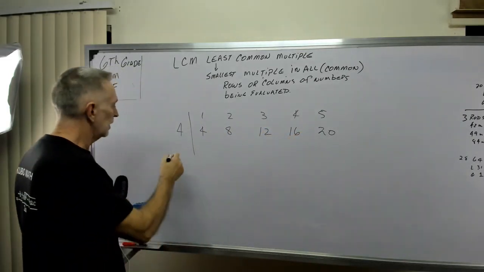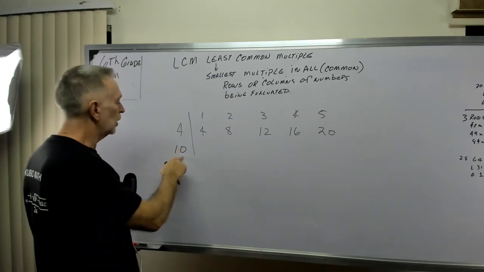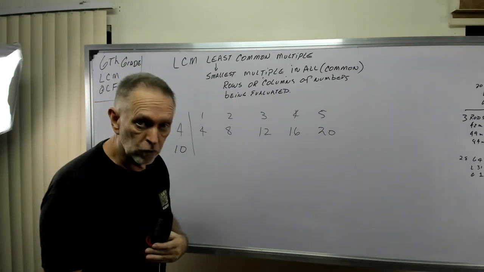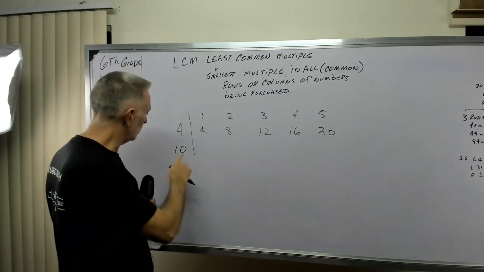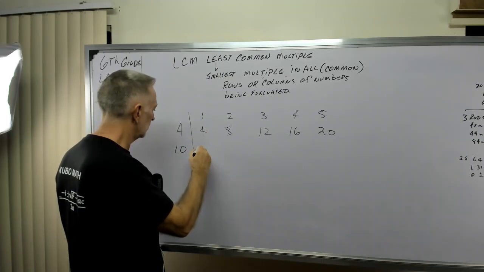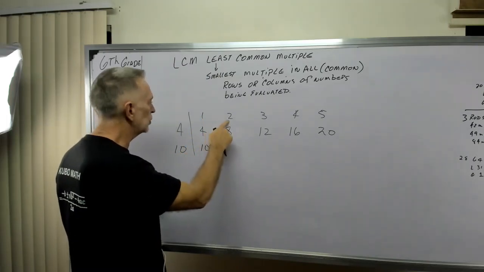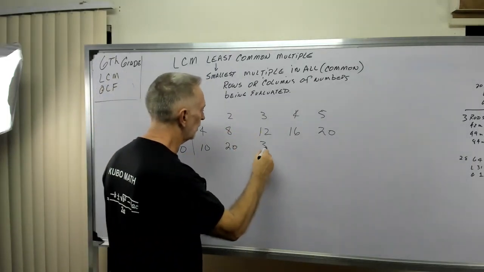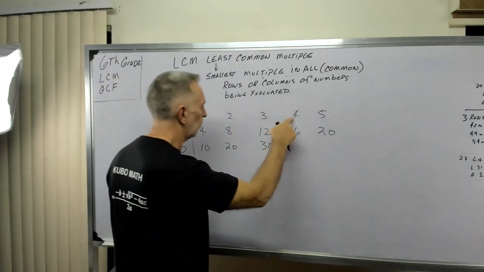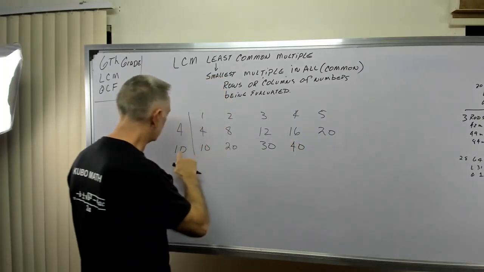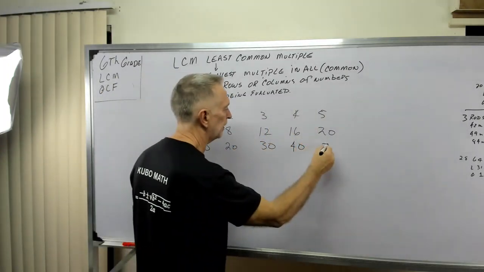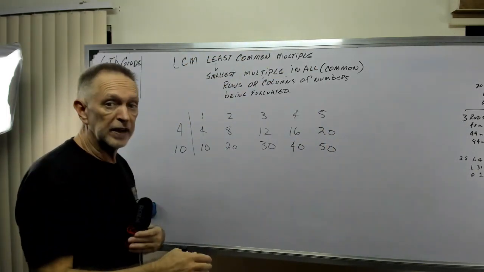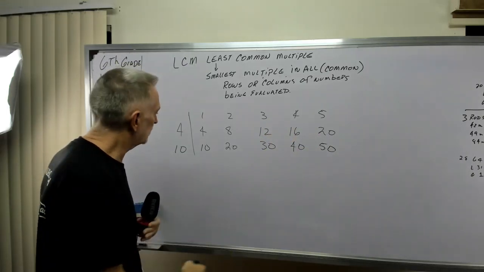So let's say I have 10 as another number I want to evaluate. What would be the multiples of 10? Well, 10 times 1 is 10, 10 times 2 is 20, 10 times 3 is 30, 10 times 4 is 40, 10 times 5 is 50. And again, 6, 7, 8, 9, 10 goes out to infinity as multiples of 10.